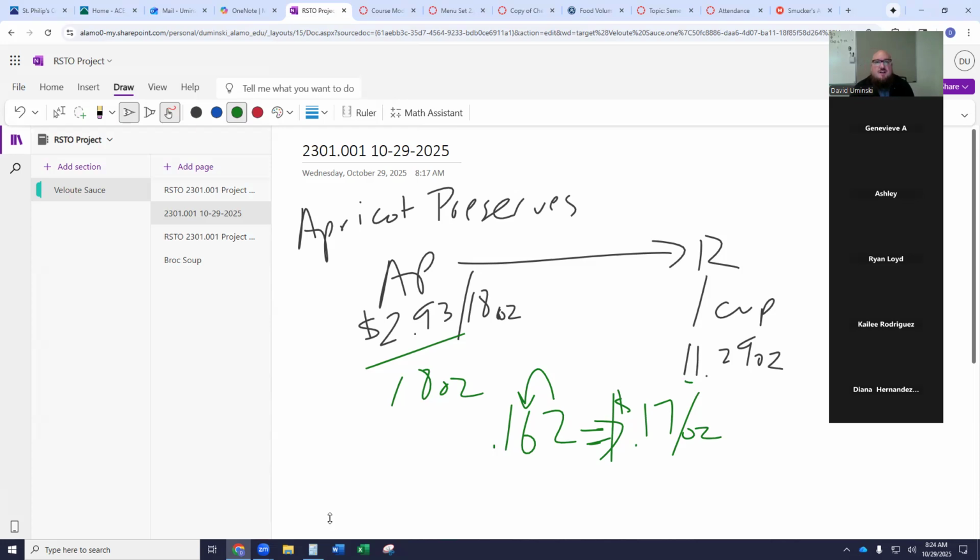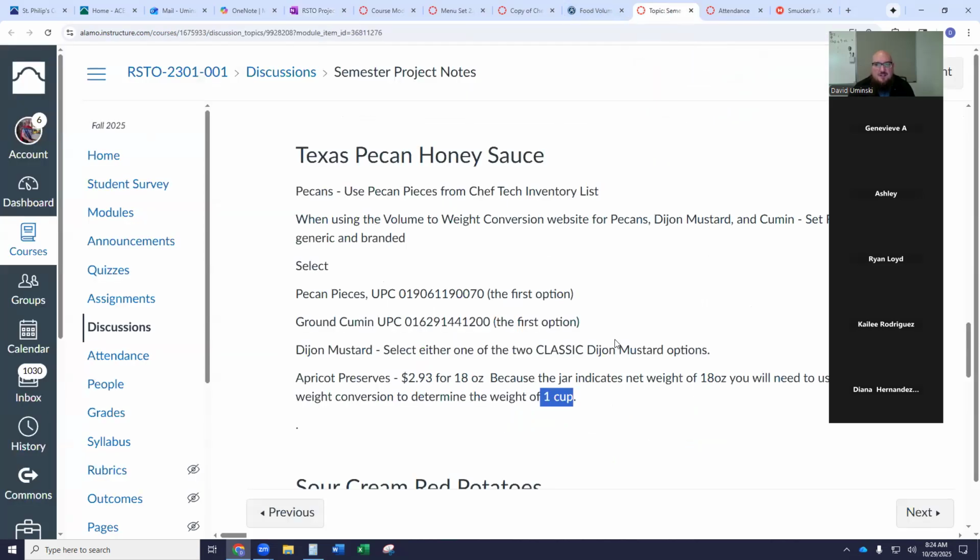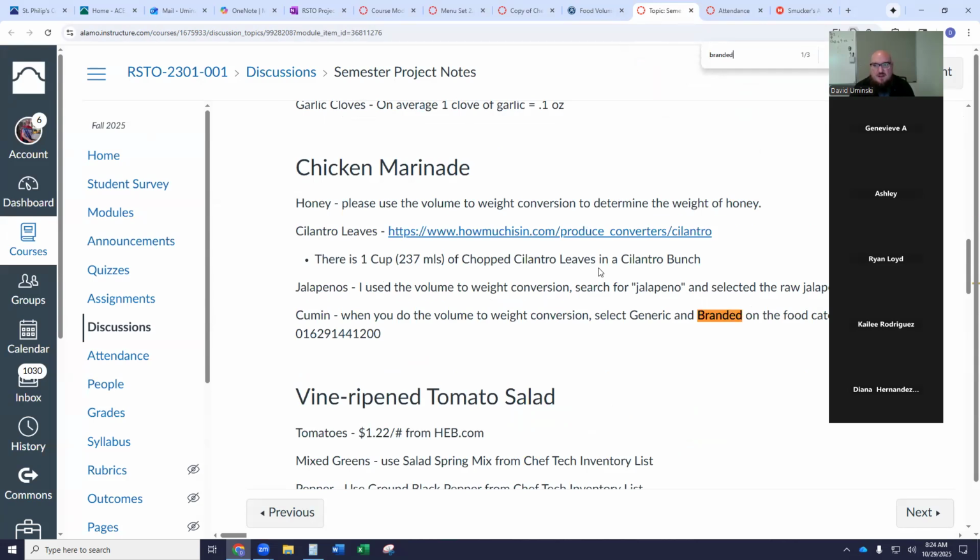Yeah, when they have the generic and branded, really the default should be generic. The only time that I specifically mention generic or branded is because this specific ingredient, as far as the cumin, wouldn't show up on just the generic plain one. So adding generic and branded allows for this UPC to show up.